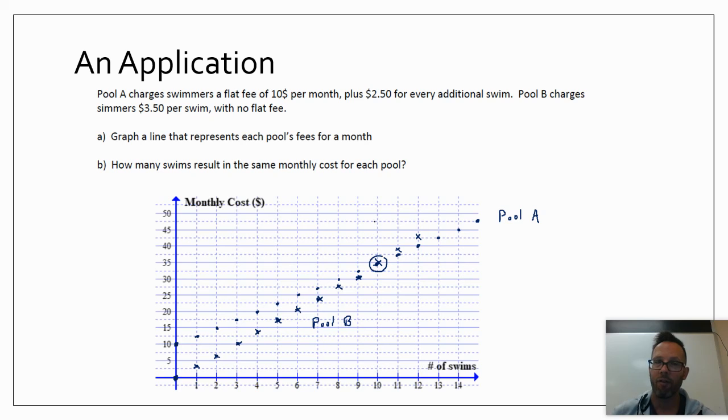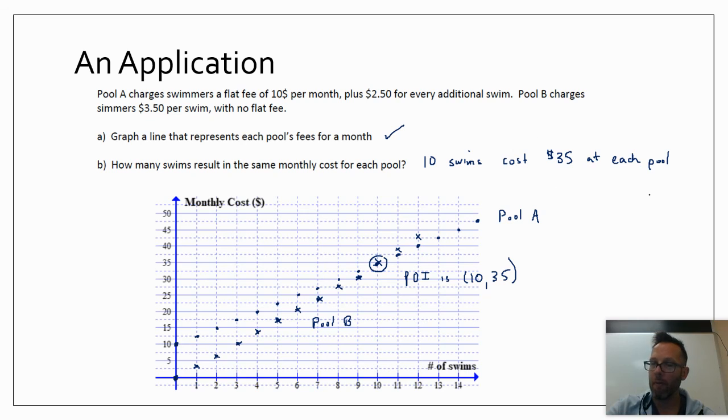In this case, the point of intersection has a very specific meaning. If somebody swims 10 times, it actually wouldn't matter whether they go to pool A or pool B. They're going to pay $35 no matter what. So what we found out by solving that linear system is that 10 swims cost $35 at each pool. Our POI was (10, 35). And again, that had some meaning. It meant that 10 swims for both pools cost $35.